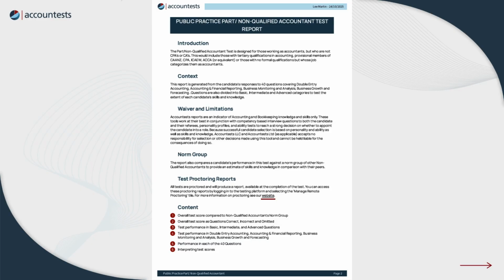Each test report like this comes with a proctoring report, which for privacy reasons you can only access by logging in to the testing platform. So follow the link to the website to see a video there which helps you interpret the proctoring report and also make sure that you know how to find that proctoring report in the testing portal.